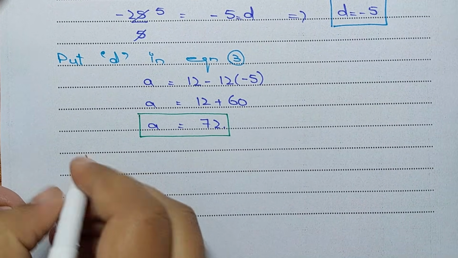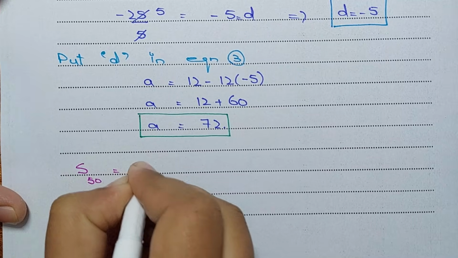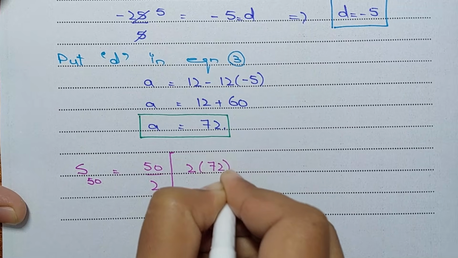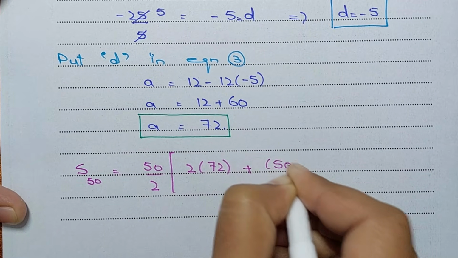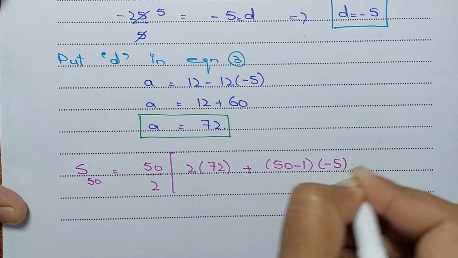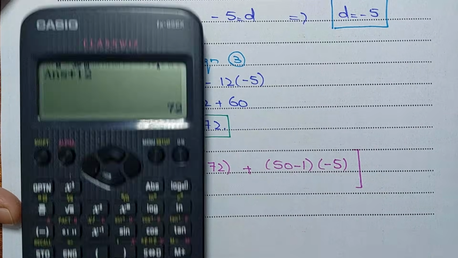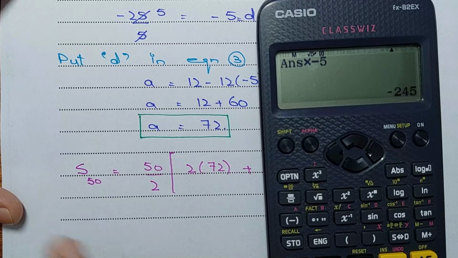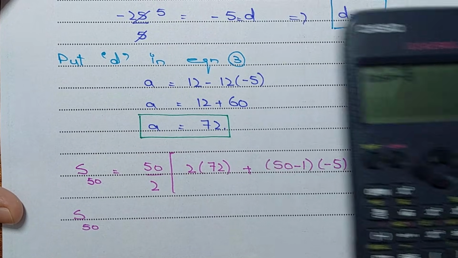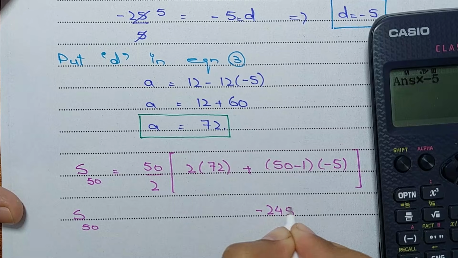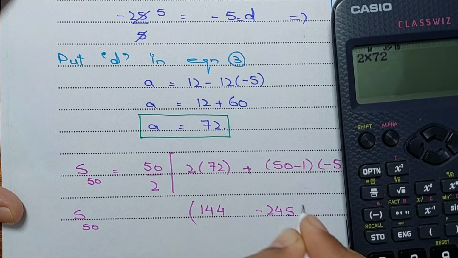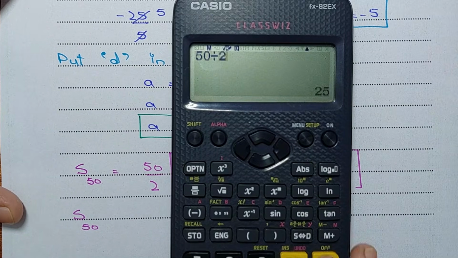Okay. So here we can say S50 would be equal to 50 divided by 2 into 2 times A plus 50 minus 1 into the D value, which is negative 5. Just simplify, you will get the answer. From 50 take away 1 is 49. 49 multiplied by negative 5 is minus 245. So S50, minus 245, and 2 times 72 is 144, and 50 divided by 2 is 25.